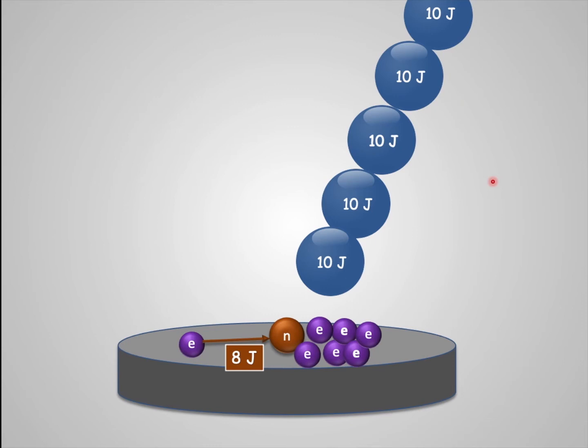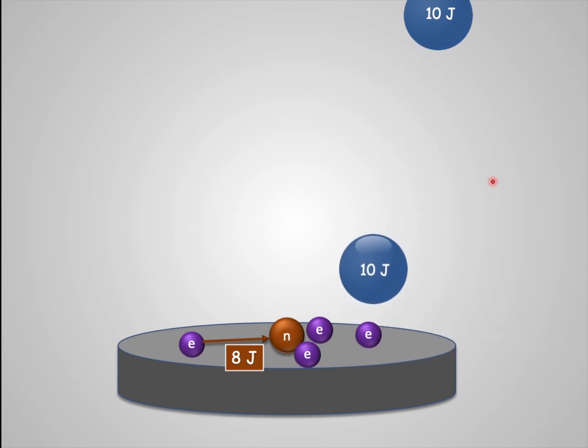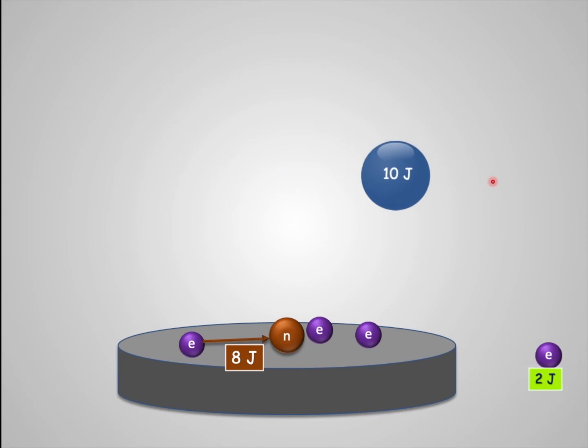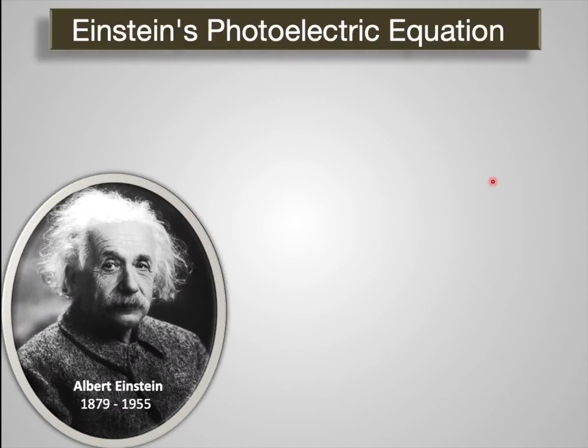This was first explained by Albert Einstein, and he got a Nobel Prize for that. He explained that the 10 joule photon energy is used for 2 purposes: 8 joule to remove the electron, and the remaining 2 joule is stored as kinetic energy of the electron. This is called Einstein's photoelectric equation.